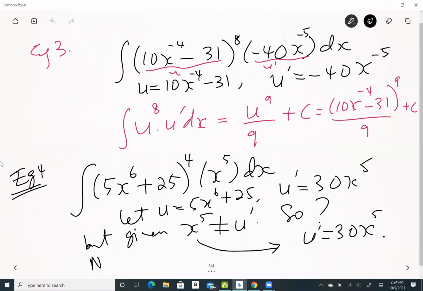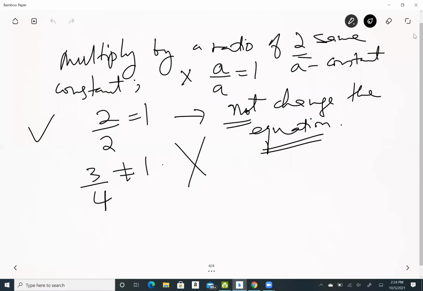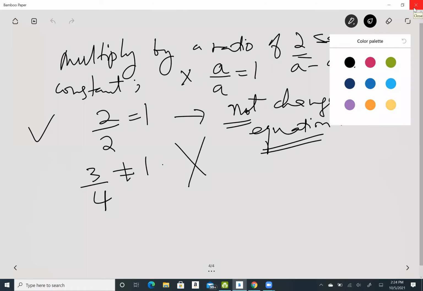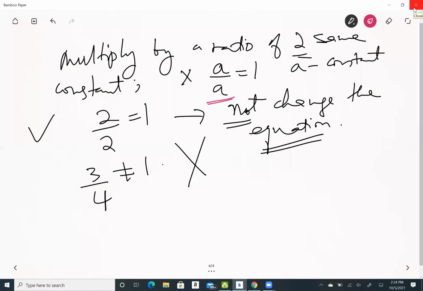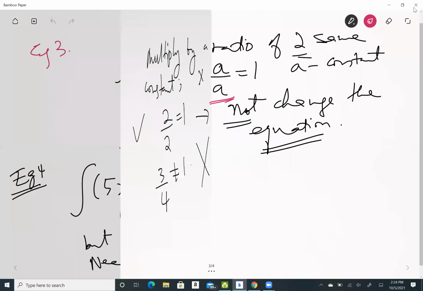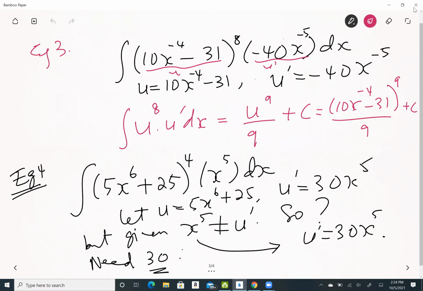So here I need 30. Okay, so what do we do? The method that we have is what? We can multiply by a ratio of two constants like this, which is equal to 1. So what do we do? Multiply 30 over 30. So in order to do that integration, we multiply by 30 over 30.